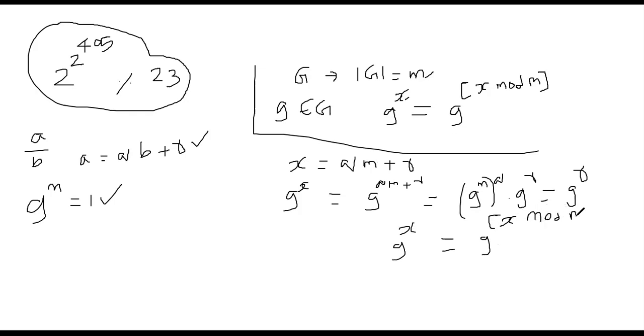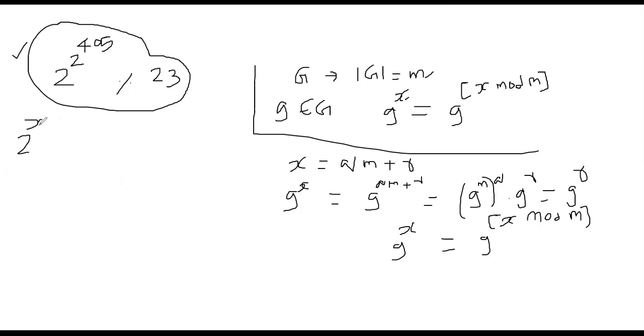So it's easy to compute G power X in this way, right? Because you first reduce your X by mod M and then apply G power on it. Okay, now let's talk about this problem that we would like to solve. So instead of computing 2 power 405, the theorem says as follows: we need to compute 2 power X mod 23. That's what we need to compute.